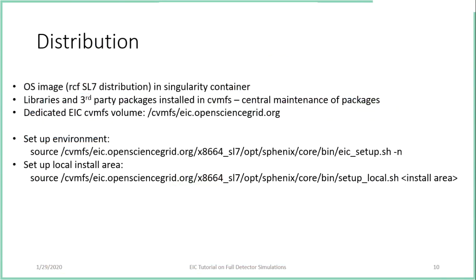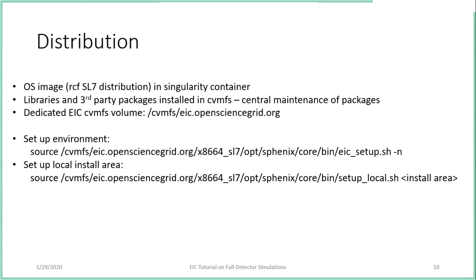Okay, how do we distribute this whole thing? We have an operating system image that's here from RCF. That's the Scientific Linux 7 distribution in a Singularity container. As of a couple days ago, we also have it as a Docker container. The libraries and third-party packages, and we use quite a few of them, are installed in CVMFS, which basically means they are centrally managed, but you don't have to manage them. So I would take this as a plus.